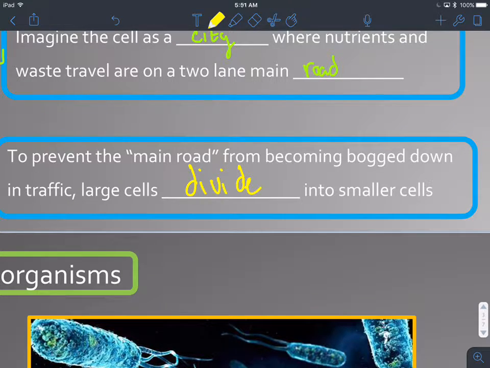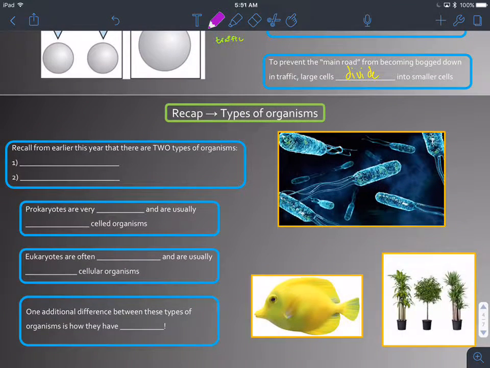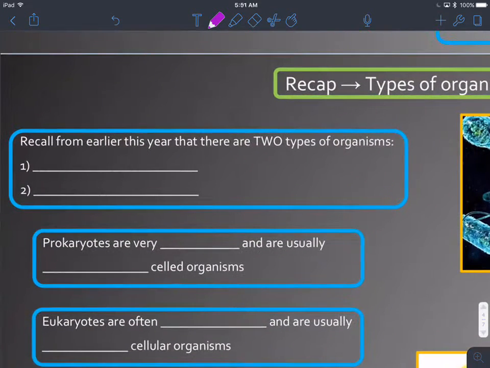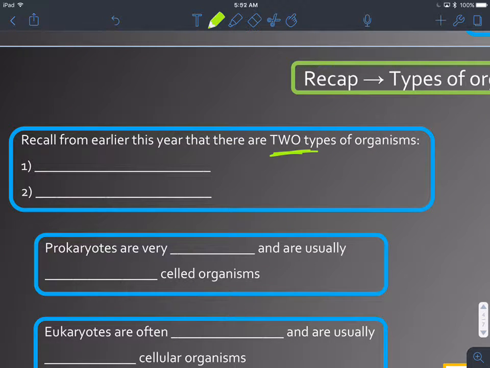And again, we can see right here exactly what's going on. As a cell increases in size, what's going to happen is that it eventually splits into two cells. Okay, so now what we're going to be talking about is going way, way farther back in our learning. If you can recall from earlier this year, there are actually two types of organisms. There's organisms called prokaryotes, and there's organisms called eukaryotes. Okay, so we have two types.